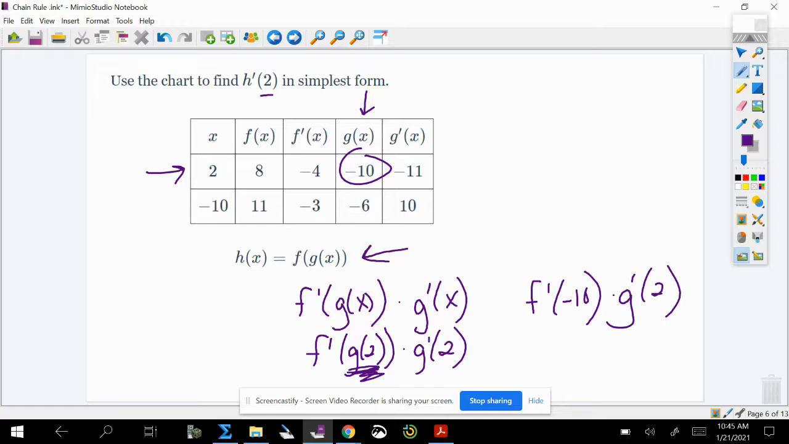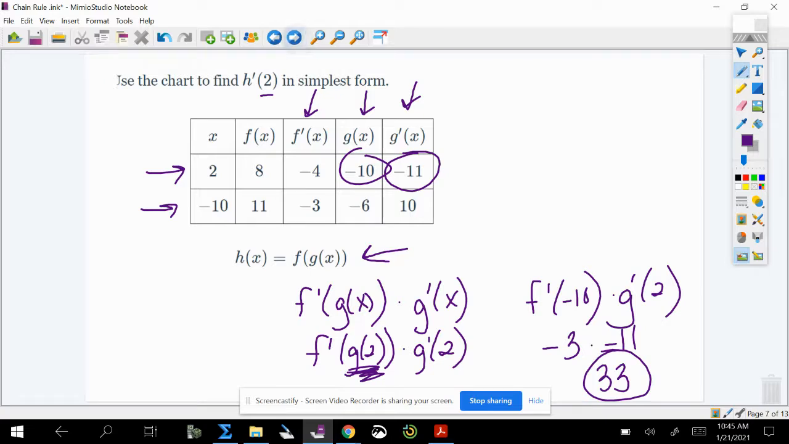After that, you really have a lot of flexibility. So now I want to find f prime of negative 10. So f prime is this column, this is my negative 10. So f prime of negative 10 is negative 3. And g prime of 2 is negative 11. So my answer will just be a numeric value. It is 33. So that is a table example.